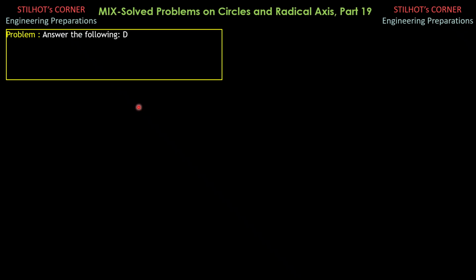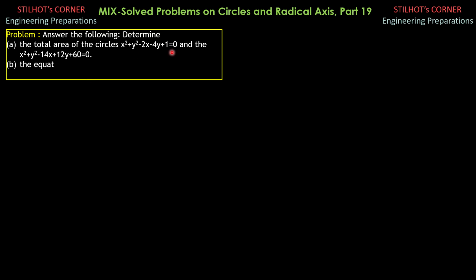Answer the following questions. Determine the total area of the circles x squared plus y squared minus 2x minus 4y plus 1 equals 0, and the other circle x squared plus y squared minus 14x plus 12y plus 60 equals 0. The equation of the radical axis and the distance of the radical axis from the smaller circle.